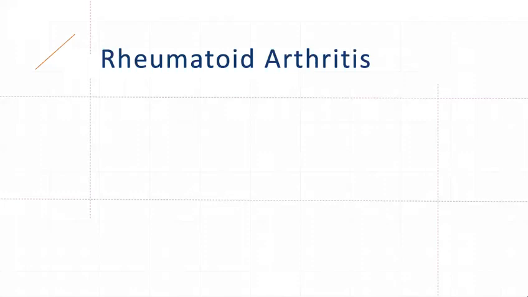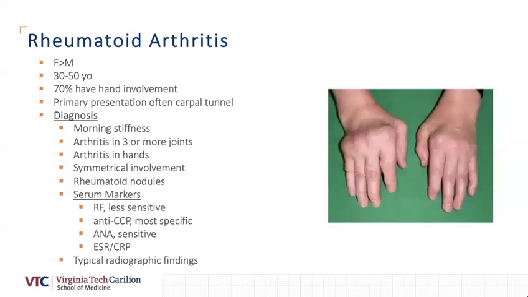So we will quickly talk about rheumatoid arthritis. This could be a talk of its own, but we're just going to specifically talk about how it affects the wrist. So rheumatoid arthritis affects females more than males, usually 30 to 50 years of age, and 70% of these patients will have hand involvement. And oftentimes these patients will present first with carpal tunnel.